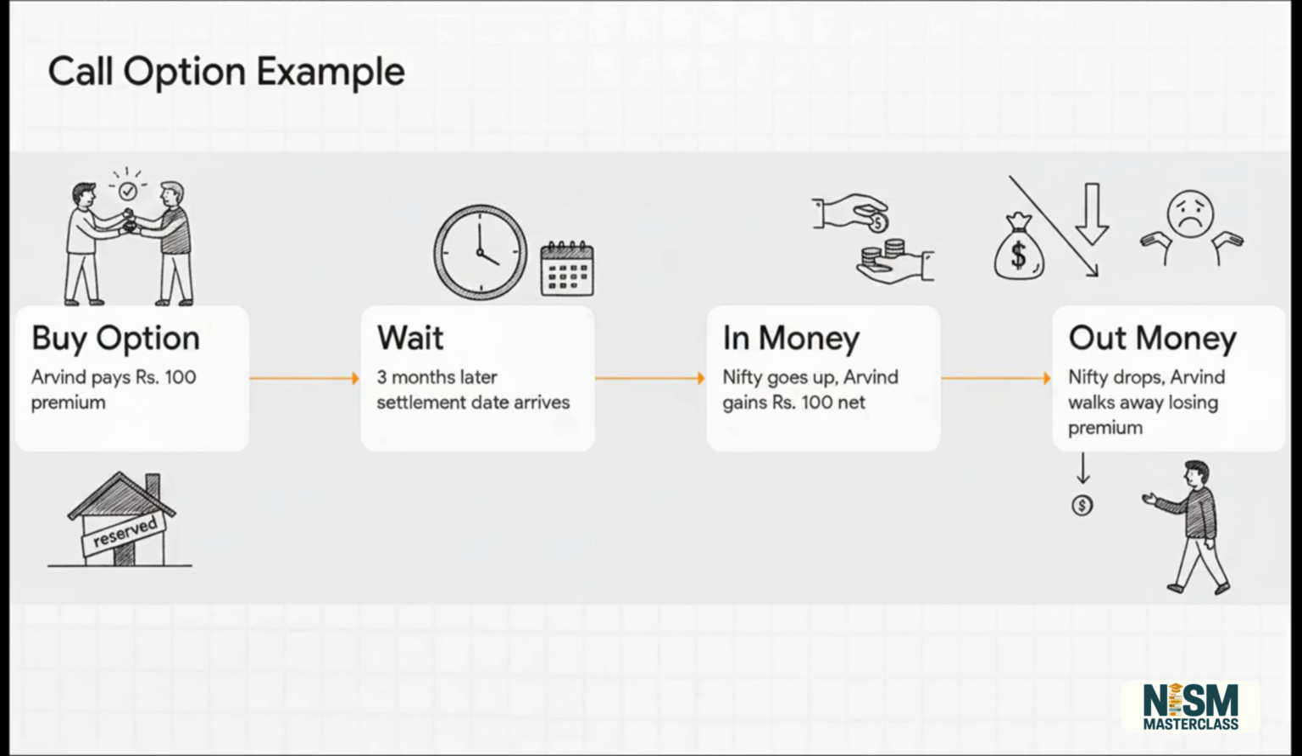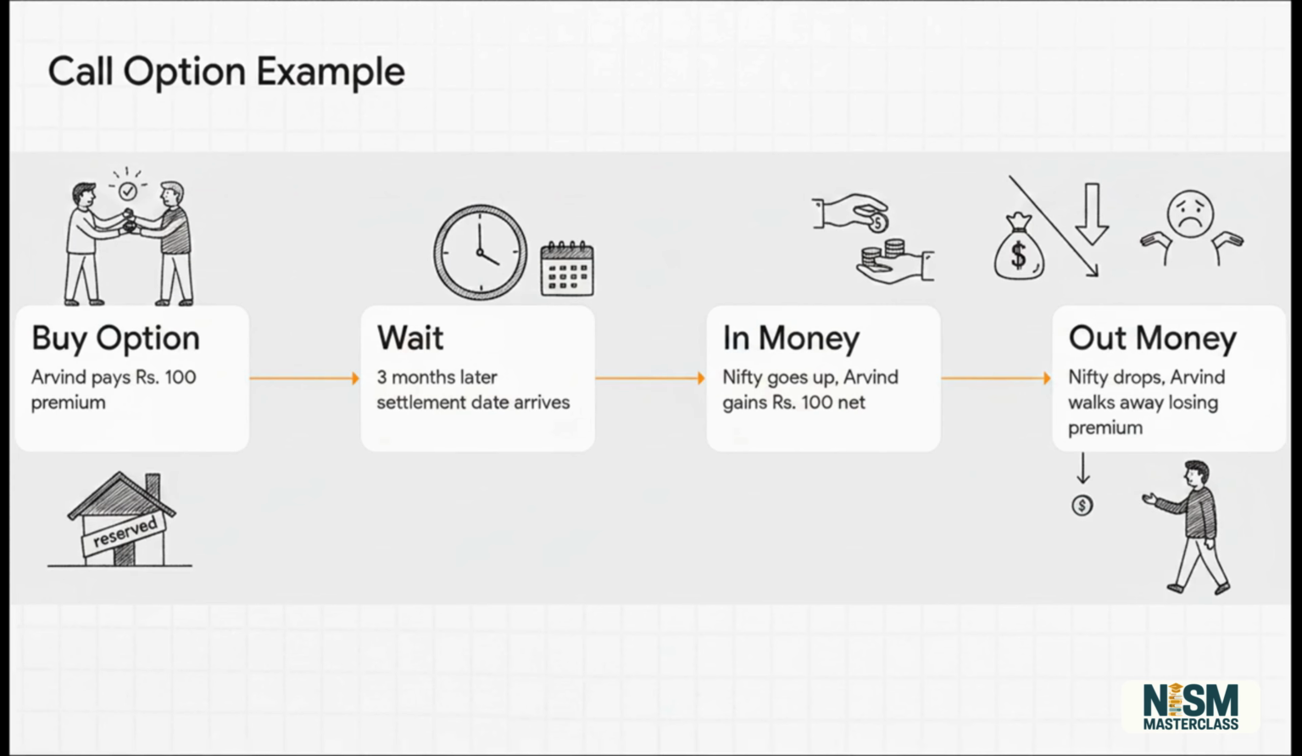And that brings us to options, which are brilliant because they give you the right but absolutely not the obligation to buy or sell. Think of it like putting down a non-refundable token advance for a piece of real estate. Let's look at this example. Arvind pays Salim a 100 rupee premium for a call option to buy the Nifty index at 11,000.